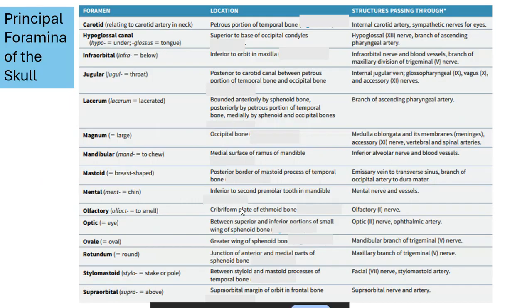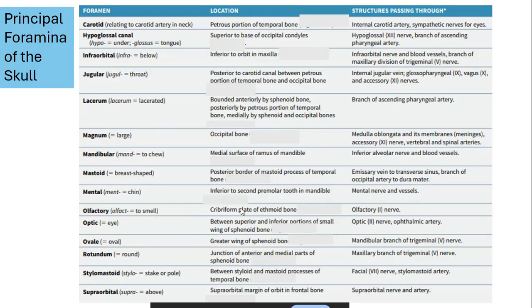Infraorbital. Infra means below. Inferior to orbit in maxilla. Infraorbital nerve and blood vessels, branch of maxillary division of trigeminal nerve, pass through the infraorbital foramen. Jugular. Jugular means throat. Posterior to carotid canal, between petrous portion of temporal bone and occipital bone. Internal jugular vein, glossopharyngeal, vagus, and accessory nerves.